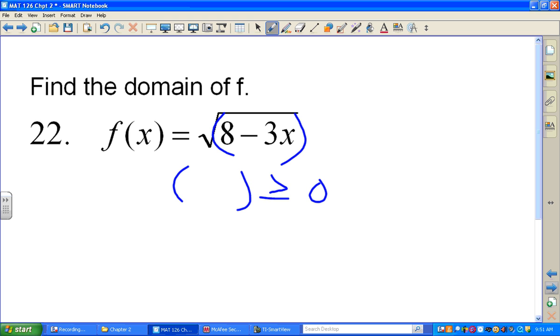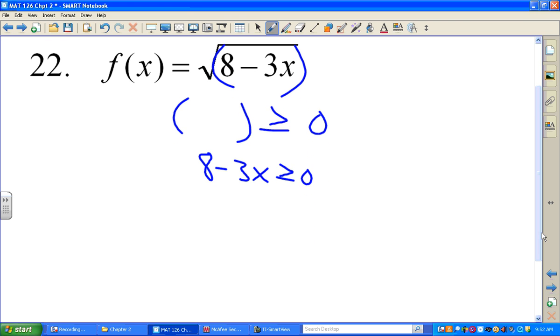Have you ever solved problems in which you had 8 minus 3x is greater than or equal to 0? And somebody's going to say, I don't know why you do things so hard. I don't. I do them all the same. You're the one resisting change. Closed or open circle at 8/3?